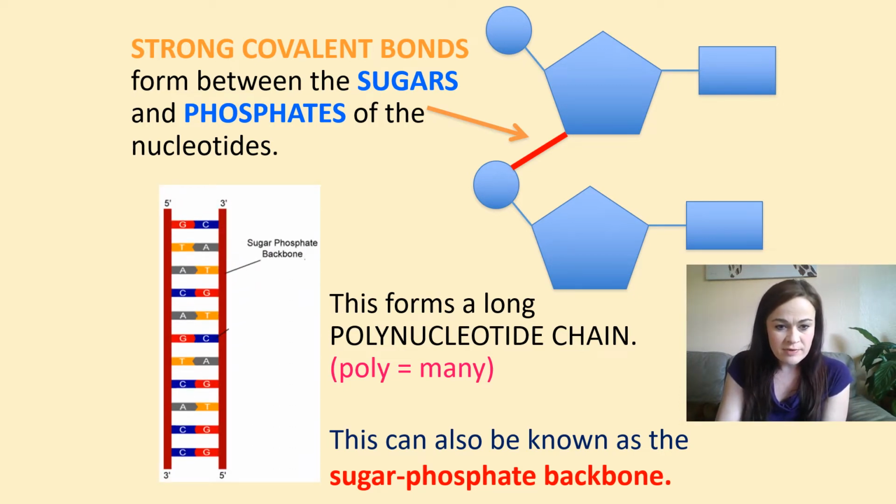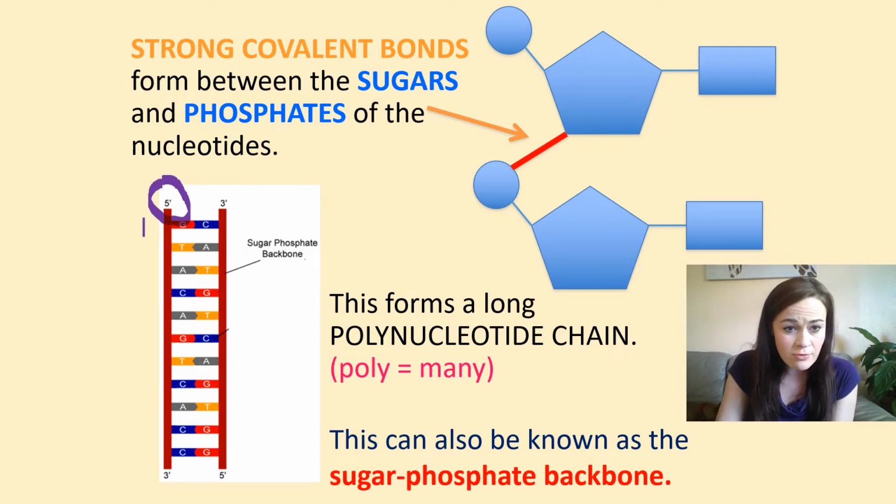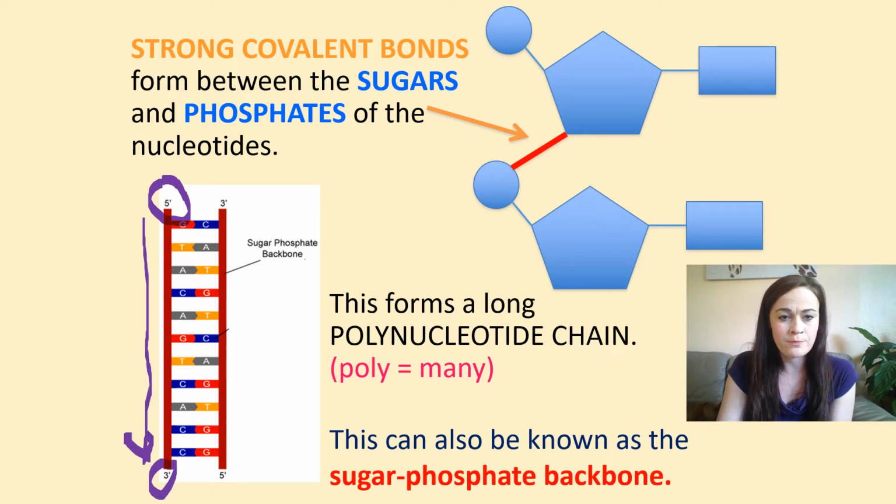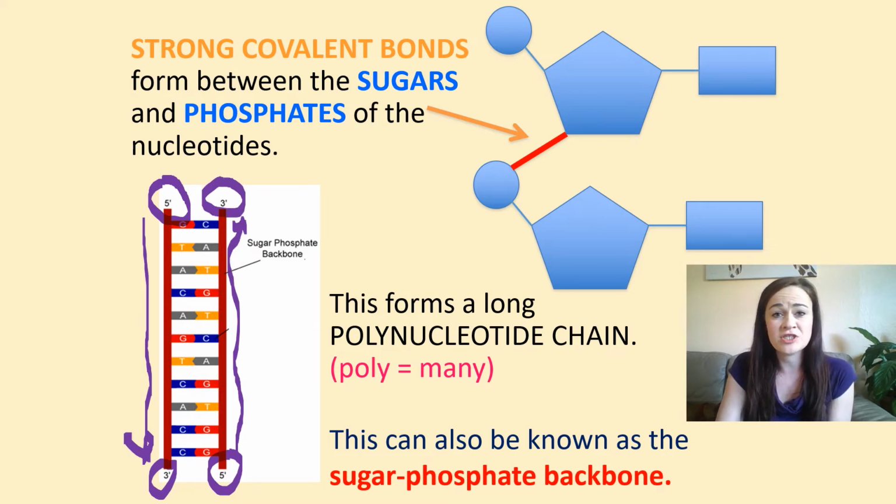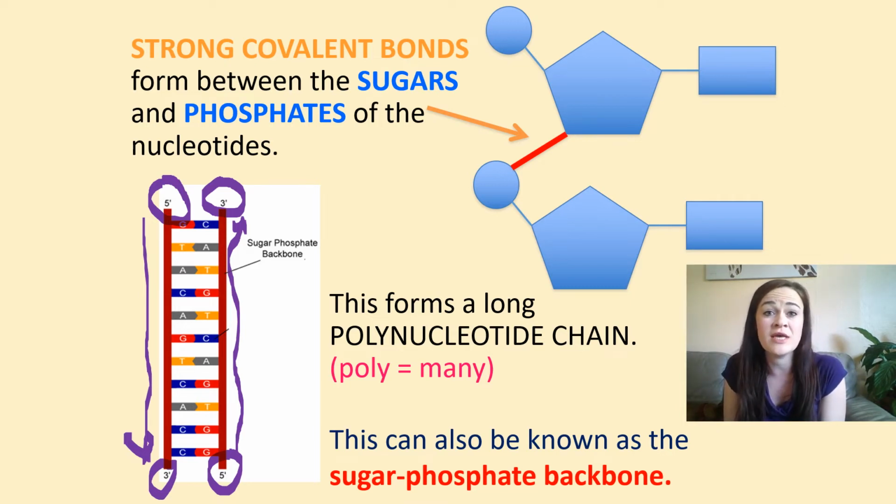Now, I'm just going to grab myself a wee pen. If we look at the diagram on the left, you'll notice that one side has 5', and then it runs down to 3' here. Okay, that was meant to be an arrow. Whereas on the other side, you've got 5' at the bottom, running up to 3'. They're running in opposite directions. We say it's anti-parallel. I'm going to come back to that later because that's really, really important when you get into DNA replication.